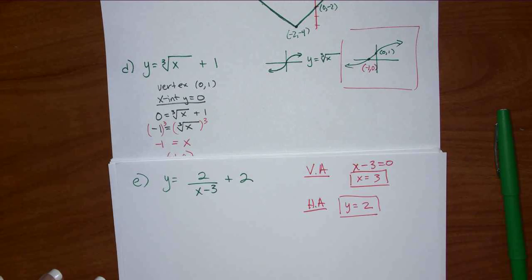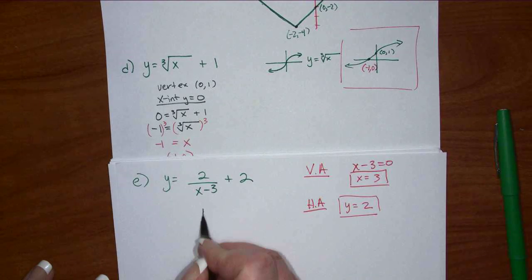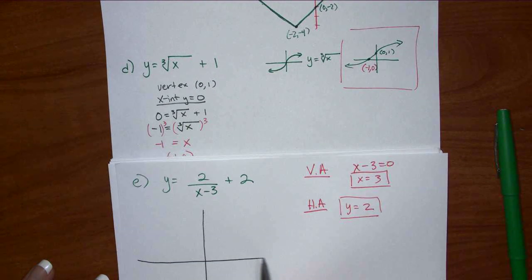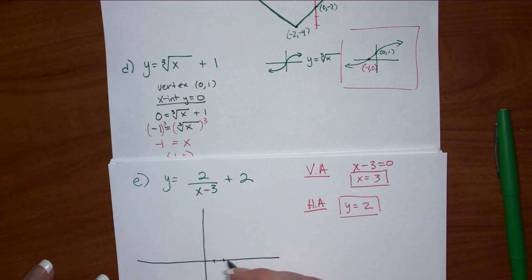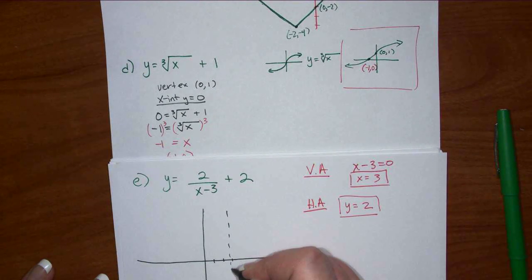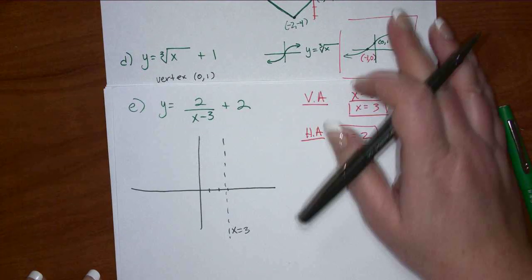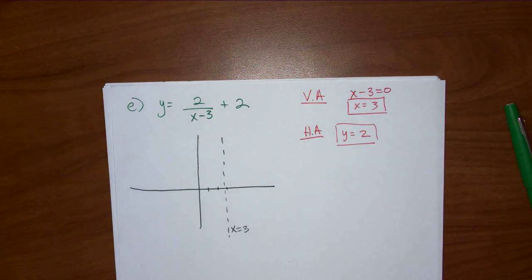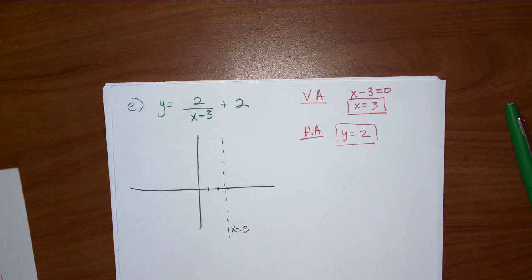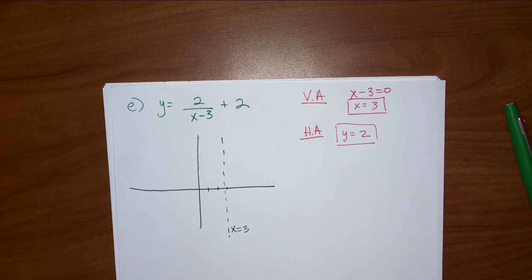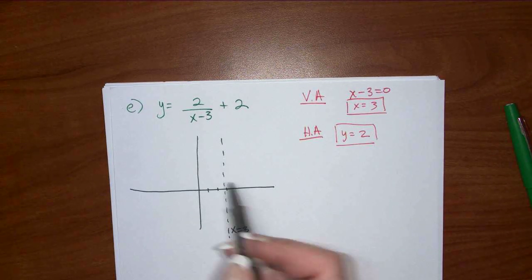Now, if we just draw those in, vertical x equals 3, 1, 2, 3. Put them in as a dotted line, and you can label them. And y equals 2.